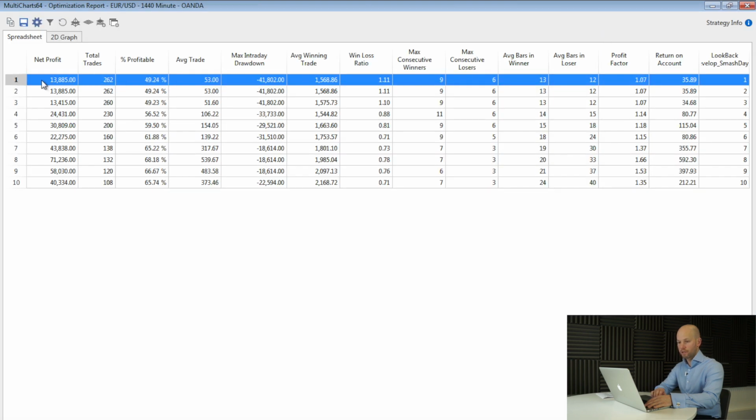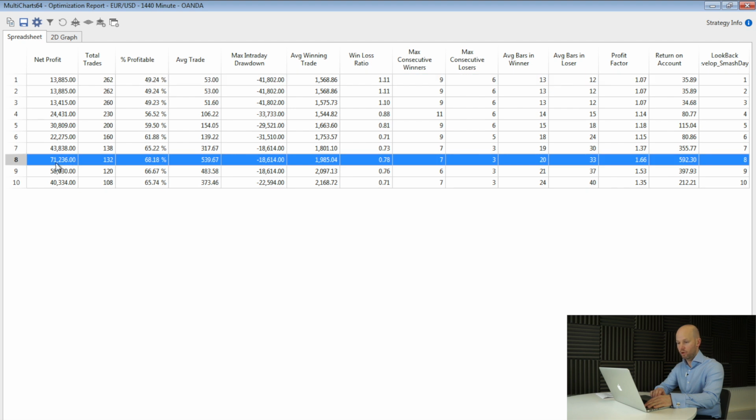And look at the results here. We've gone from a minimum of 13,000, taking all the smash days, up to a maximum in this test of 71,000. So there's a much bigger range of results here. They're not as consistent, and they even drop off a little. Look, we've gone from 13, 24, 30, back to 22, up to 43, up to 71. So they're just not quite as consistent.